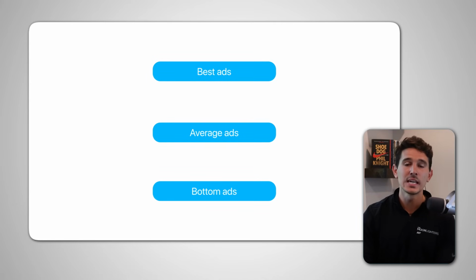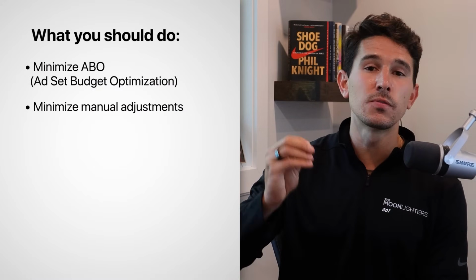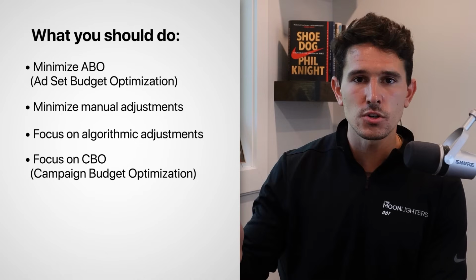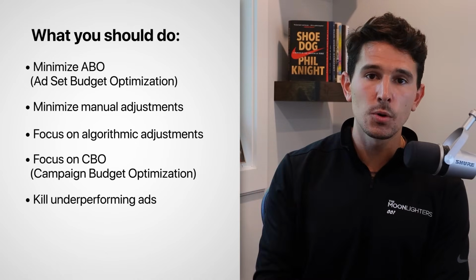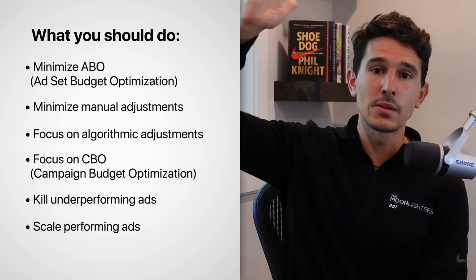This is really key. We need to minimize ABO, we need to minimize manual adjustments, and we need to focus on algorithmic adjustments, focus in CBO structures, and specifically kill ads that are underperforming and focus on scaling ads that are above our threshold for amount spent and above our target return on ad spend. Don't forget that spend is performance. When your ads are spending, it's an indicator to Facebook that the ad is scalable.